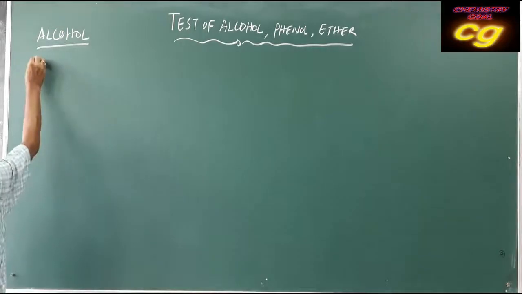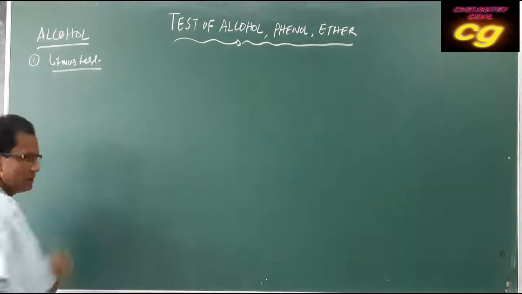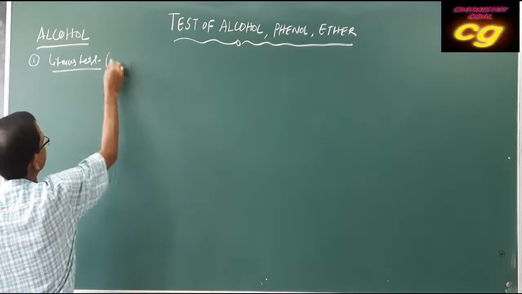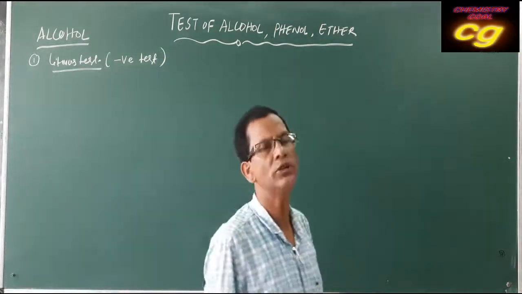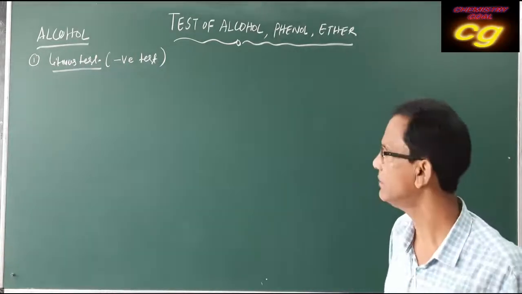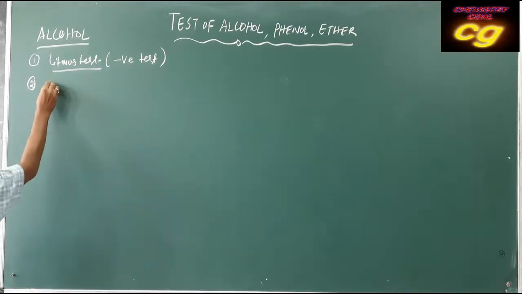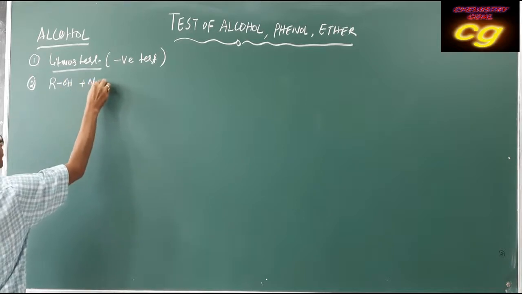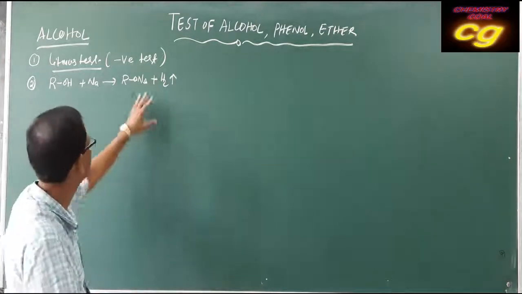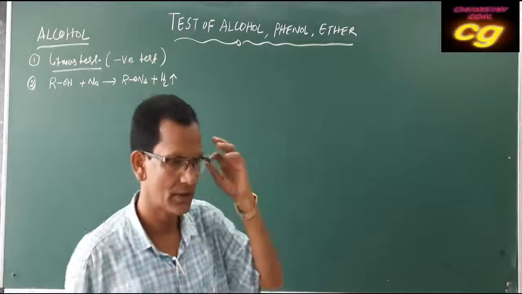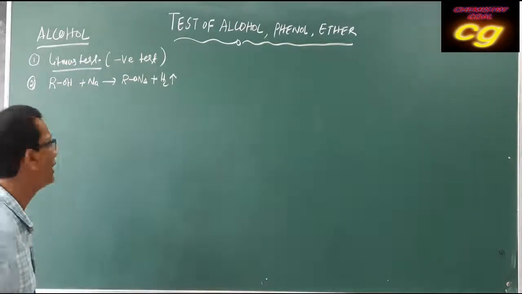For alcohol, the first important test is the litmus test, either red or blue. Litmus test generally gives a negative result, which means it has no action with litmus paper. So alcohol is generally neutral to litmus, very important. Second, any alcohol reacts with sodium metal to produce salt and hydrogen gas. As it produces hydrogen gas, you can identify its formation using a burning stick. So this is one test of alcohol.